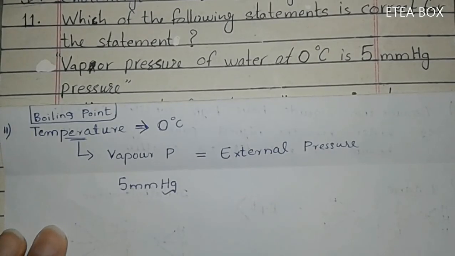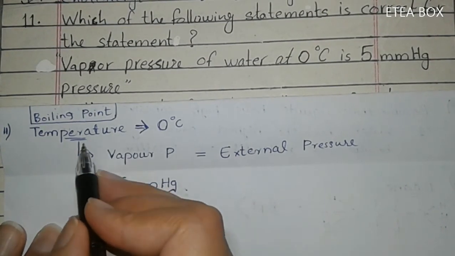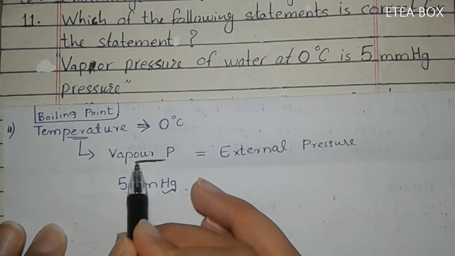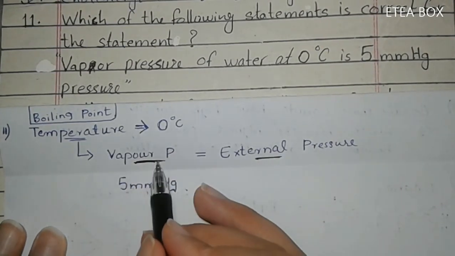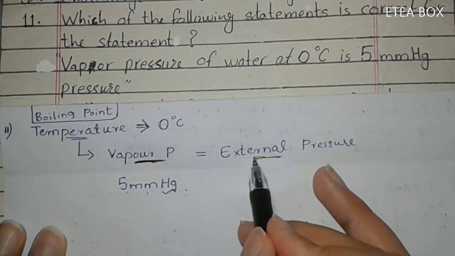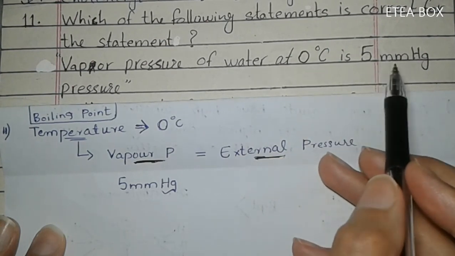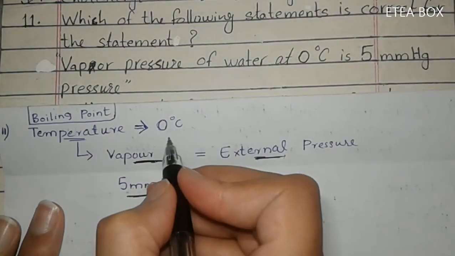Here we know that what is boiling point? Boiling point is the temperature at which the vapor pressure becomes equal to the external pressure. The temperature at which the vapor pressure of a liquid becomes equal to the external pressure. Now, the vapor pressure of water at 0 degrees C is 5 mm of Hg.